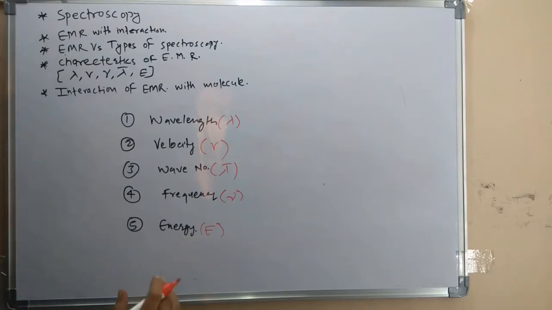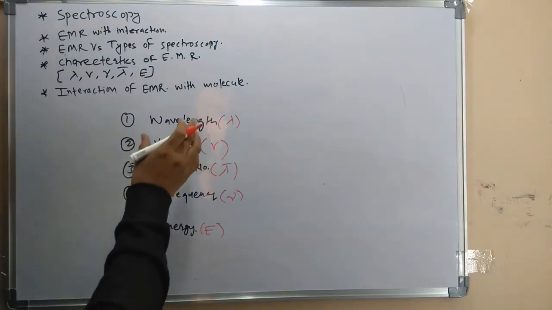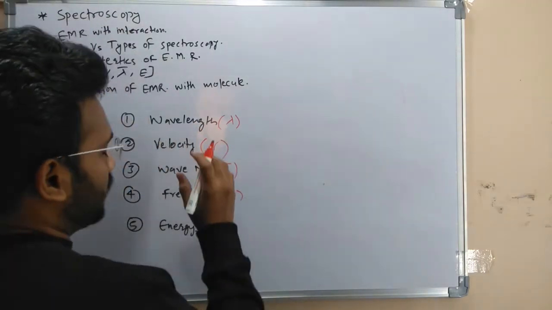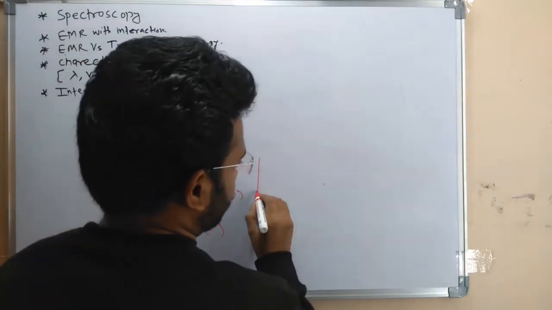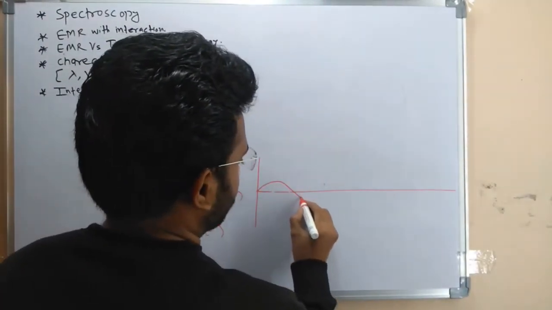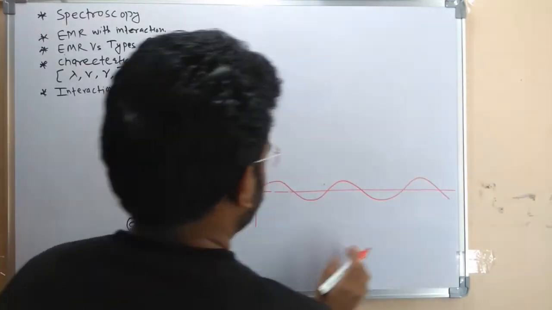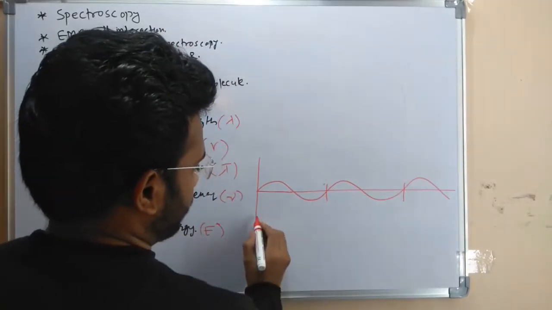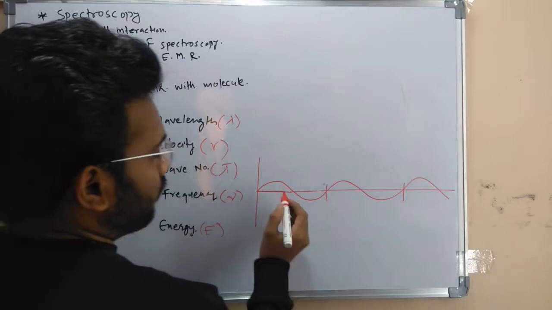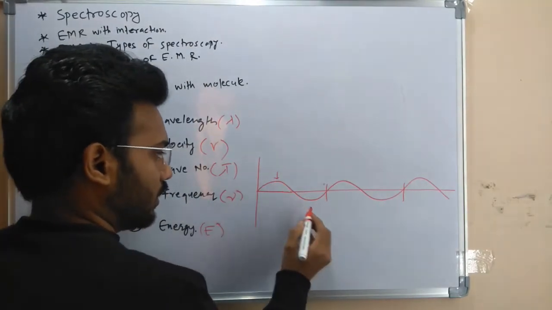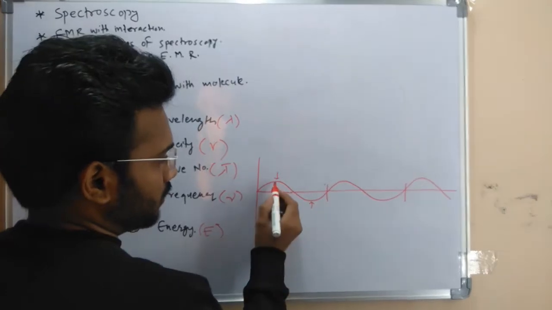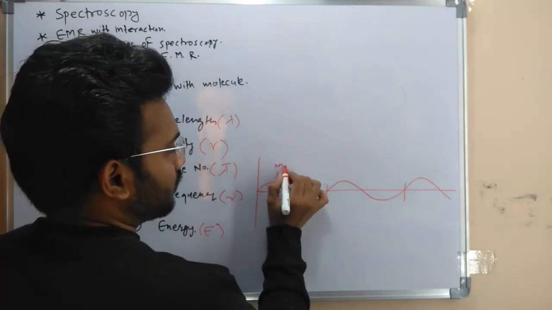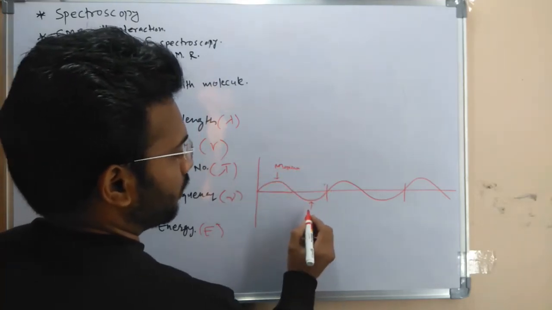We try to understand step by step the meaning of each term. What is meant by wavelength? To understand, I will draw the wave. See, this is the one wave, this is the second wave. In one wave there is the upper part and this is the lower part. The upper part we call a maxima, and the lower part we call a minima.